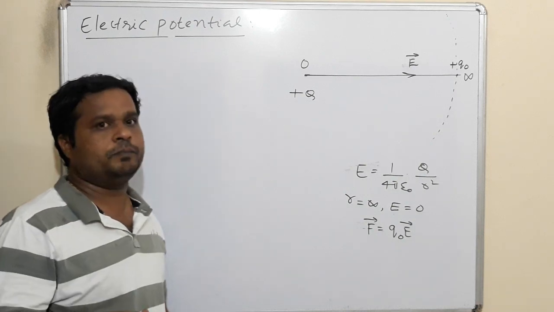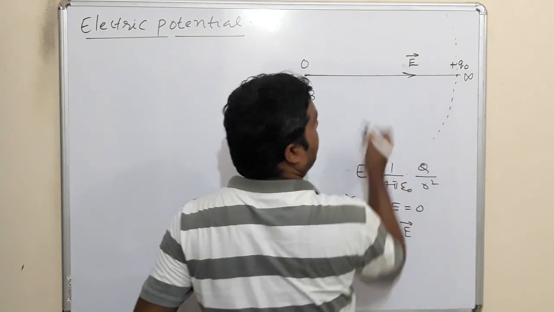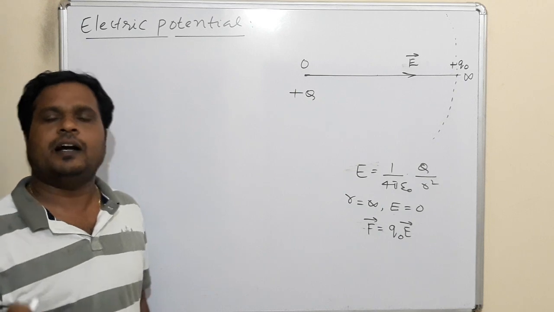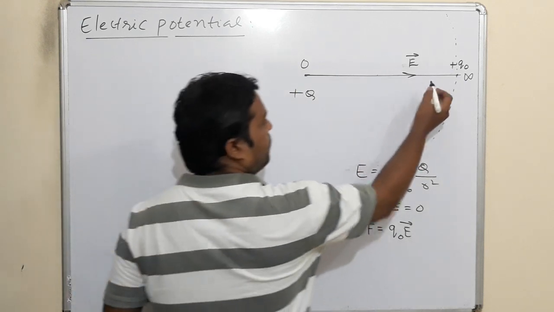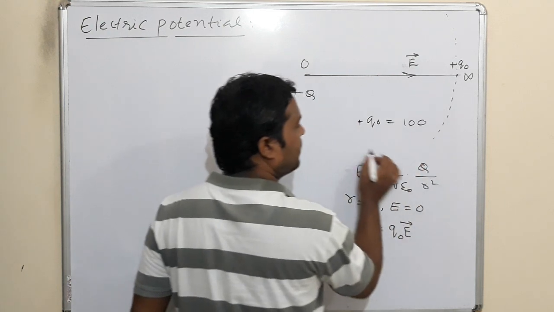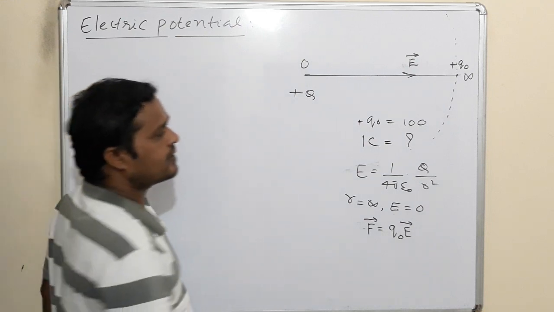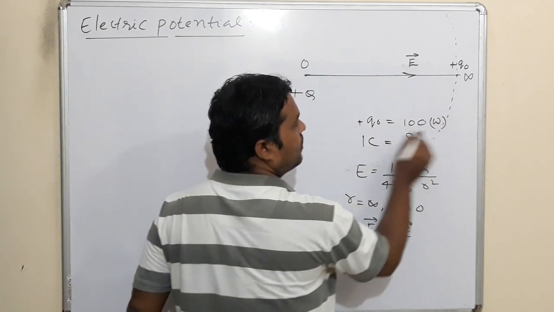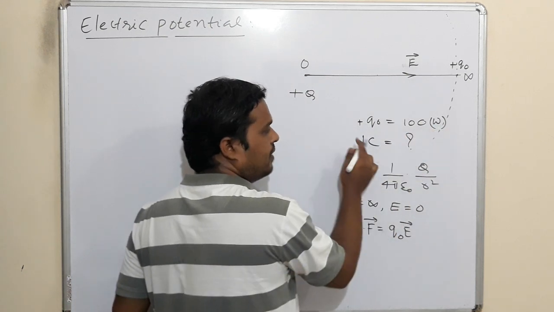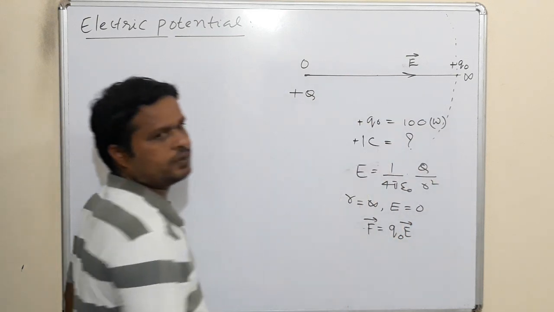That is the work done per unit charge. Suppose, to bring this charge from here to here, I am doing 100 joules of work. For Q naught charge, I am doing 100 joules of work. For 1 unit charge, how much work is done? For Q naught charge, W is the work done, 100 joules. For 1 coulomb, the work done is W divided by Q naught.